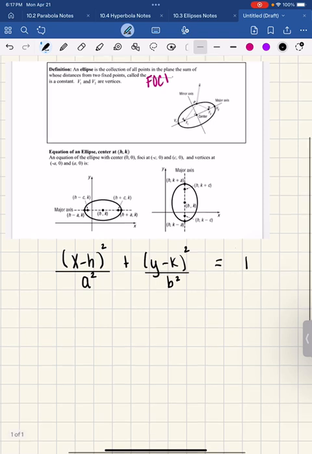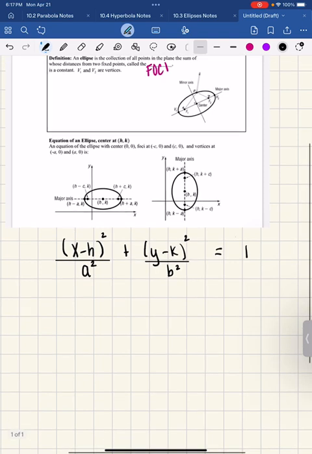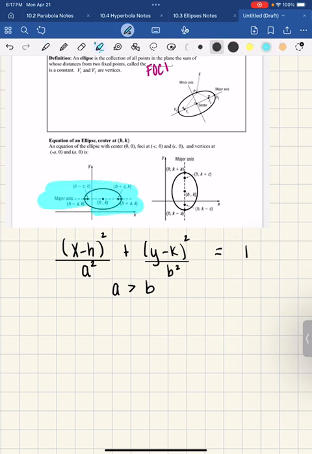When A is greater than B, the ellipse is horizontal. So that would look like this first picture. That would be a horizontal ellipse. So this is horizontal. It opens what I call in the x direction. And if B is greater than A, you guessed it, it's going to be a vertical ellipse.